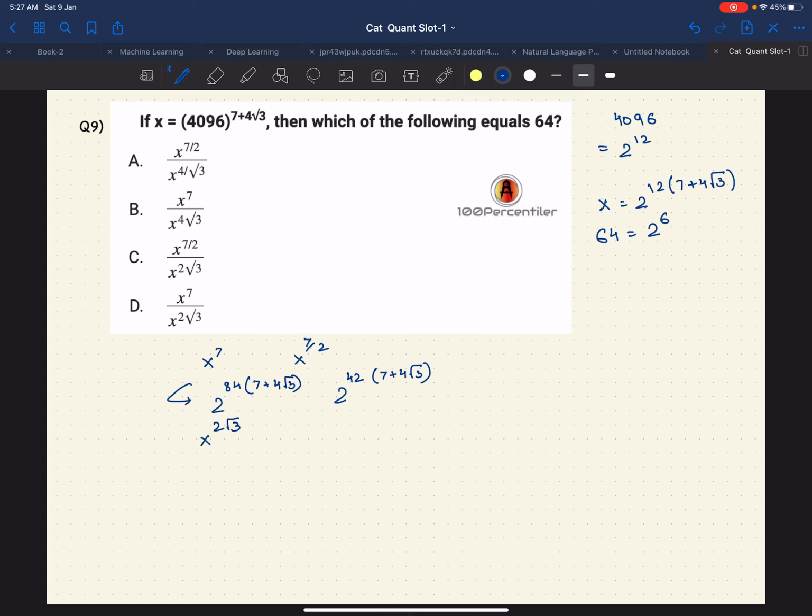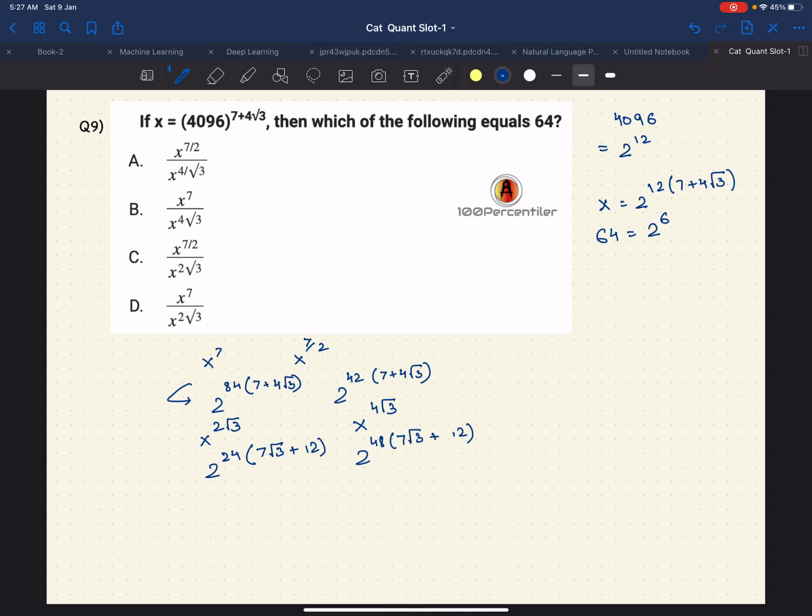So this will become 2 raised to power, 2 into 12 is 24, and we are multiplying by root 3 inside. So 7 root 3 plus 12. Similarly, there is x raised to power 4 root 3, which will be nothing but 2 raised to power 48 and 7 root 3 plus 12.